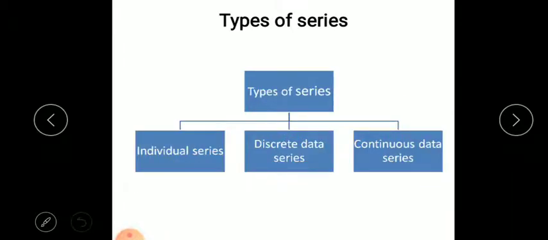Now let us see the types of series, or class intervals, that we are going to come across. Basically there are three types of series that you can see in statistics: the individual series, the discrete data series, and the continuous data series. So what is an individual series?